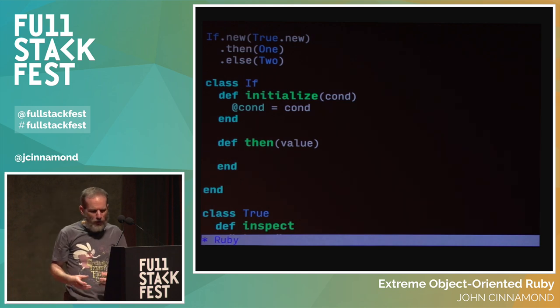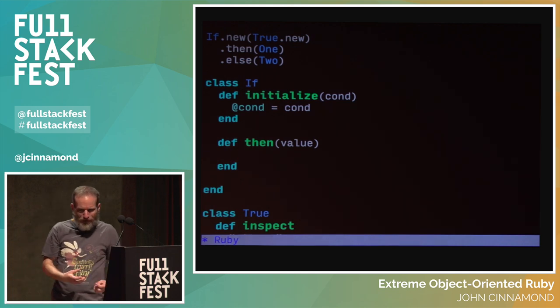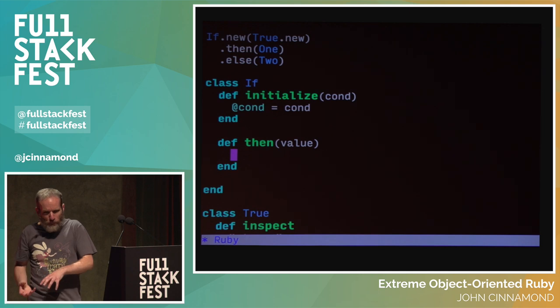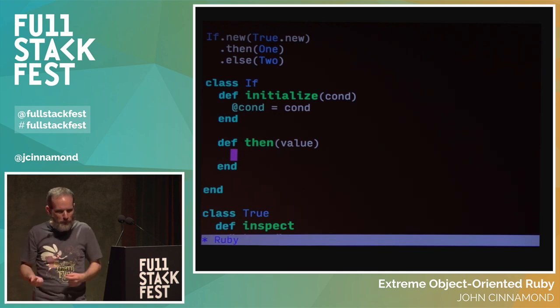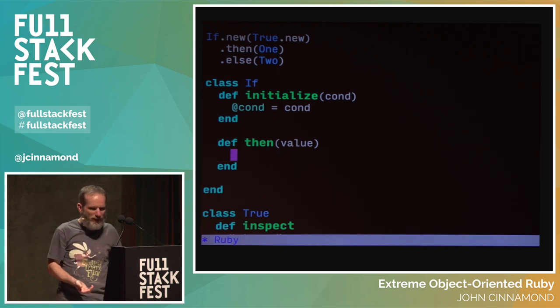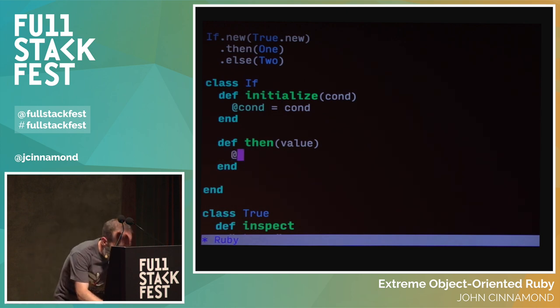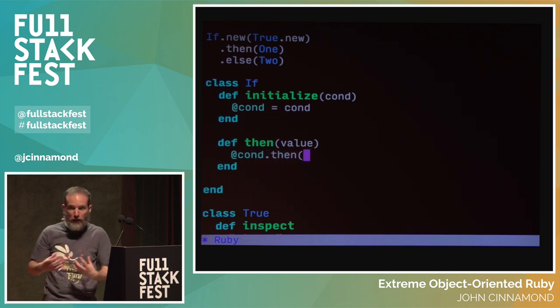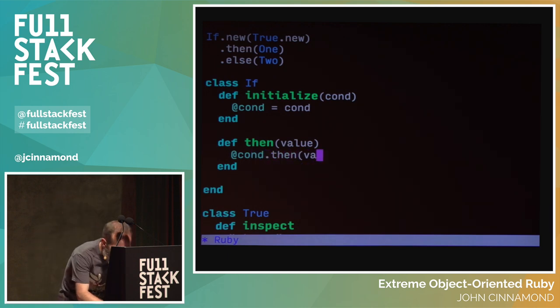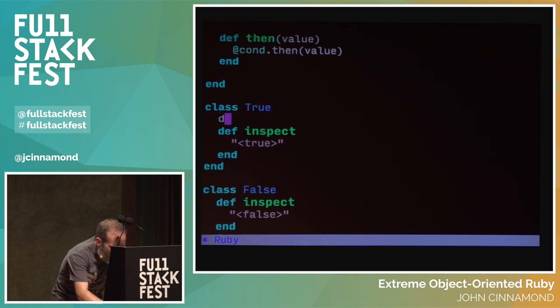This is a bit of a problem. How do we write if when to define then we also need if? We get this kind of circular problem. It turns out it's really easy to solve. We don't solve it here. We just pass it down to the next object. So if just becomes a wrapper around the conditional. We just call then and rely on that to do the right thing. So this means we need to define then for true and false.